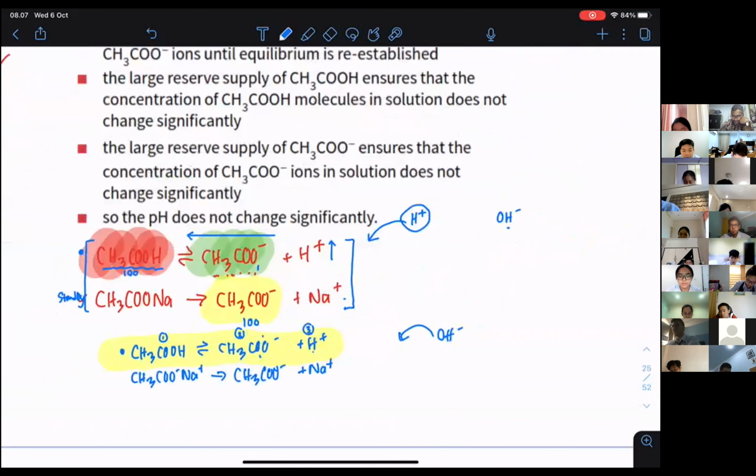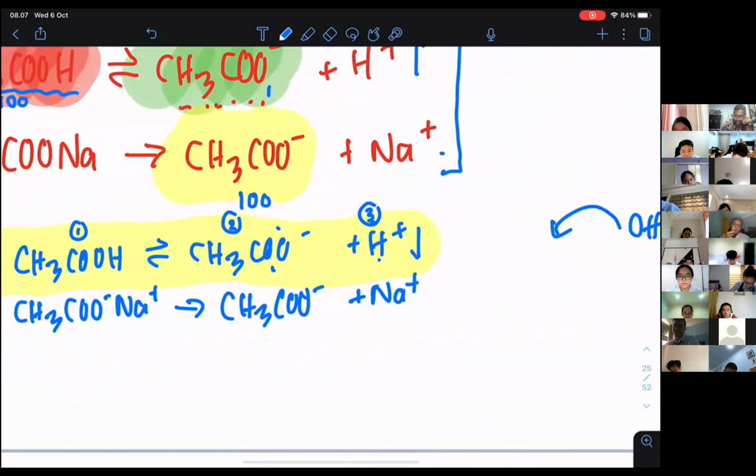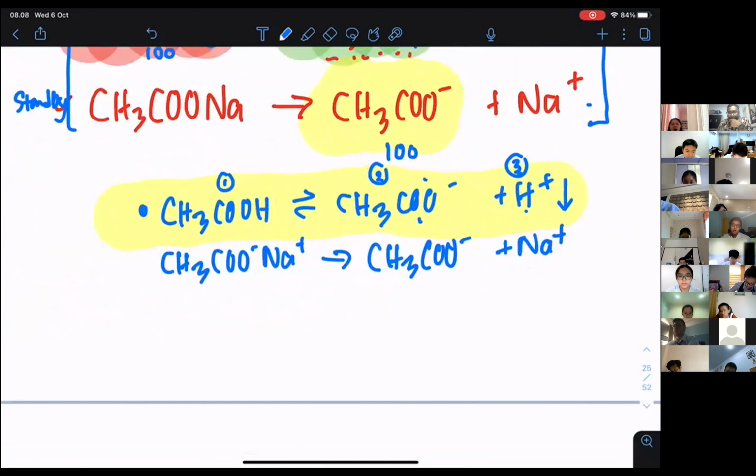When that happens, the concentration of H plus will decrease because it is forming water. H plus is being used. So again, I have to ask Dylan: what will happen? Will the position of the equilibrium be shifted to the right or to the left? When H plus is decreased, you need to compensate. It means you need to increase the H plus. How do you increase the H plus? It will go to the right.